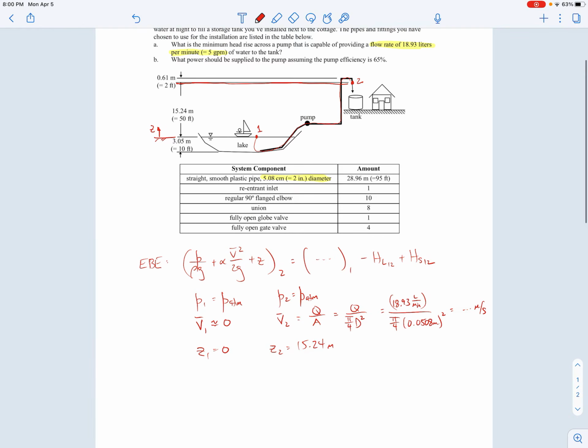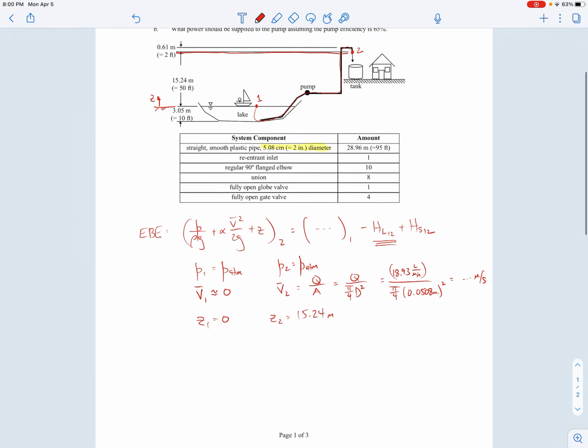Let me now go to the head loss term. So what two types of head loss do we account for? What are the two big categories of head losses? We have major head losses and minor head losses. So let me write those down. We have a major head loss and we have minor head losses. So how would we find the major head loss?